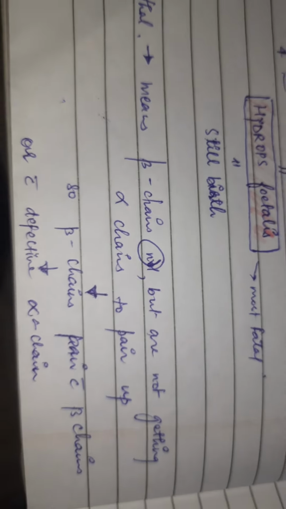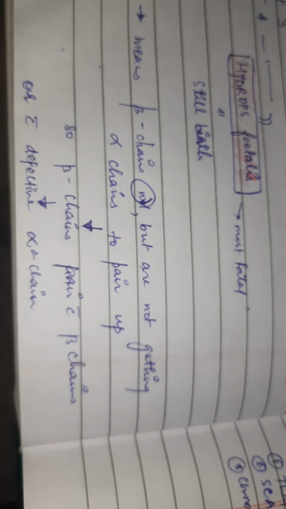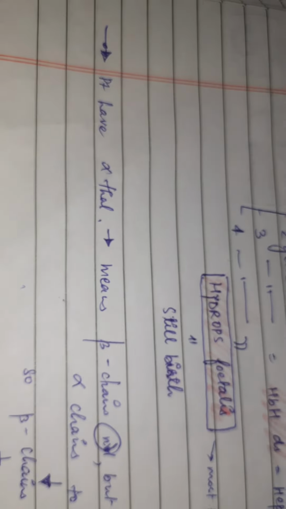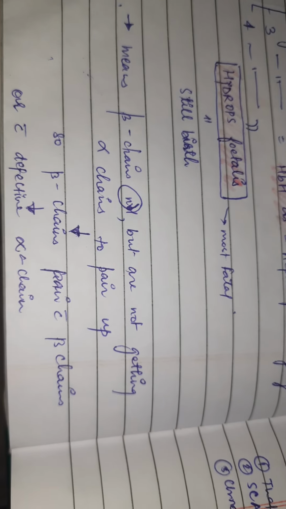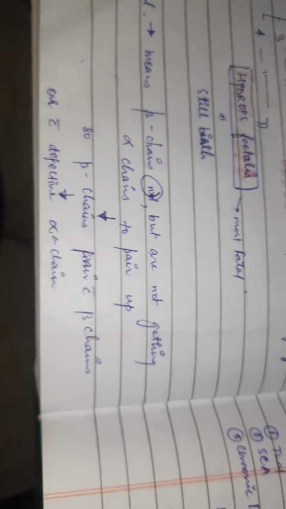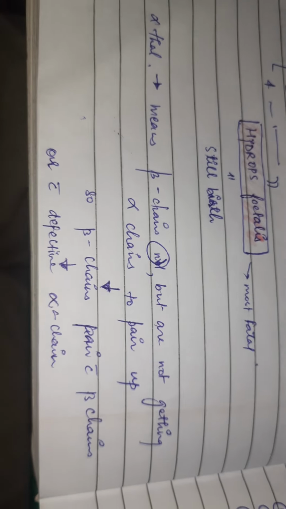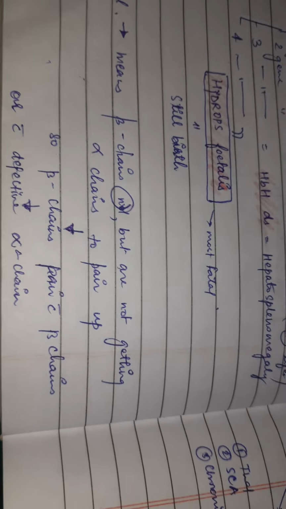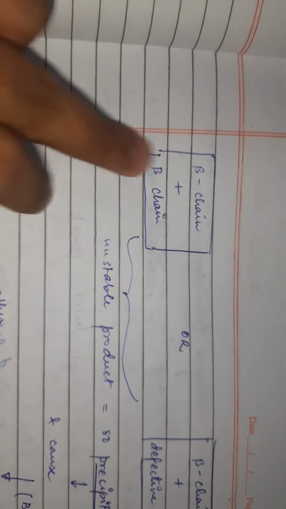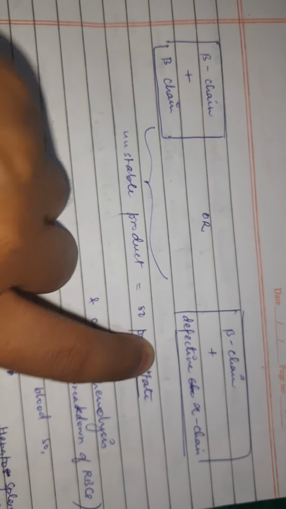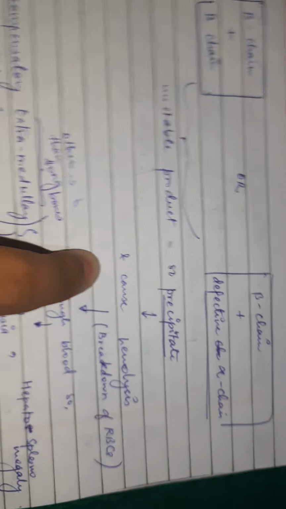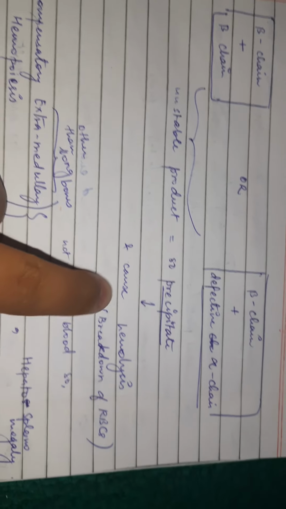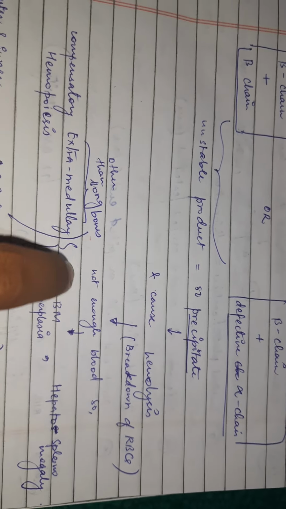If a patient has alpha thalassemia, it means beta chains are normal but are not getting alpha chains to pair up with. So beta chains will pair up either with other beta chains or with the defective alpha chains. These are unstable products, so precipitates can form and cause hemolysis, breakdown of RBCs, and not enough blood.